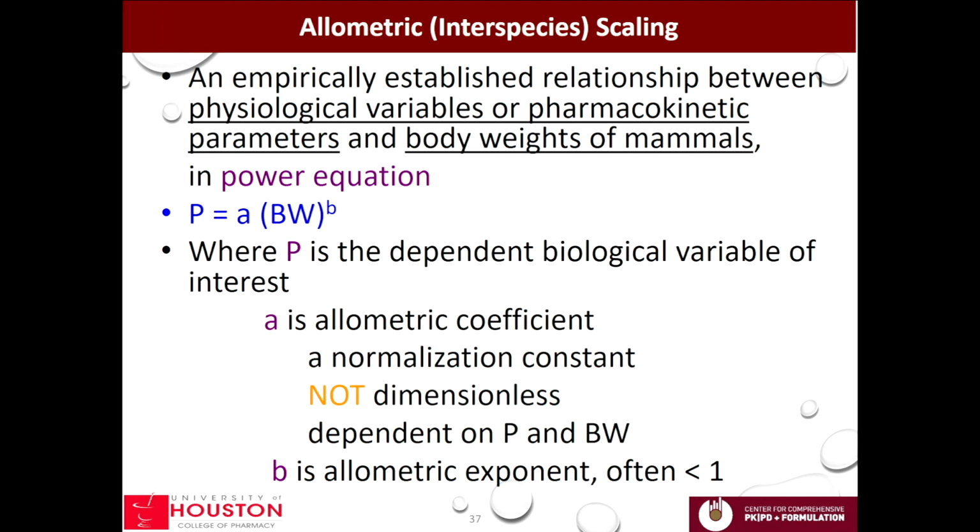that there's a log-linear relationship between pathophysiological parameters and body weight. And many of the pathophysiological conditions are related to PK processes, so PK parameters are related to this. We just recognize that the constant is not dimensionless, depending on which property we're dealing with. And B is the allometric exponent, often less than 1, but sometimes it will be different from this value.